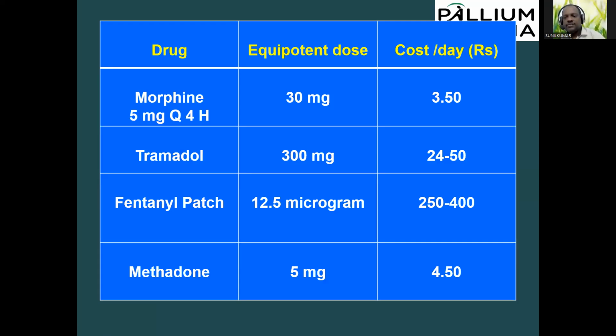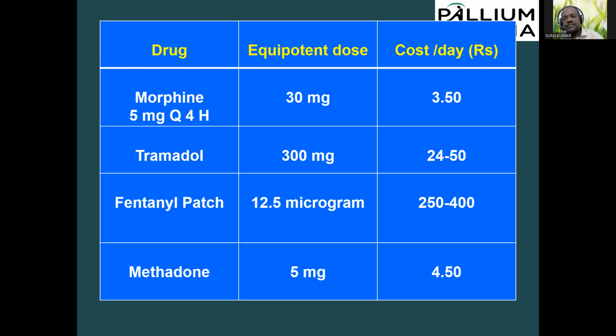And I would like to end with this. This is very important, as I told you earlier, and somebody said it is very costly, the fentanyl patch, when I asked. So just understand, when you give morphine 5 milligram 4 hourly, the patient needs to spend only ₹3.50 per day. To get the same pain relief, you have to use 300 milligram of tramadol, and that will cost about 24 to 50 rupees per day. Whereas fentanyl, to get the same pain relief, the patient needs to spend 250 to 400 rupees per day.